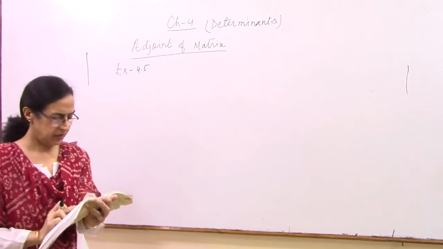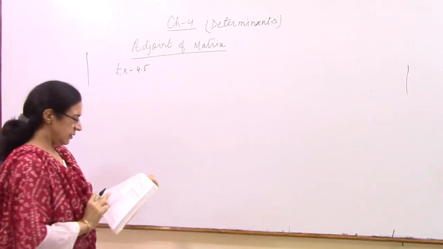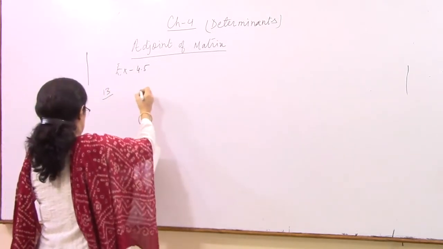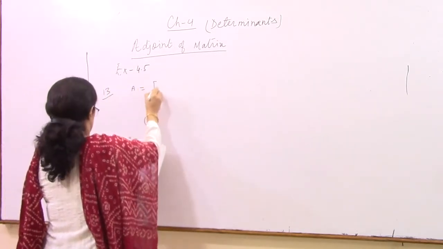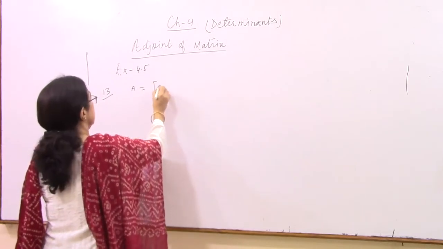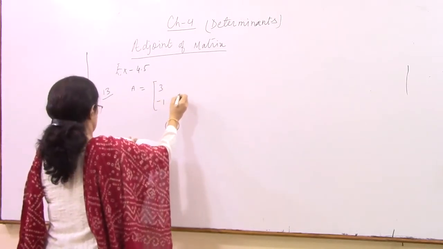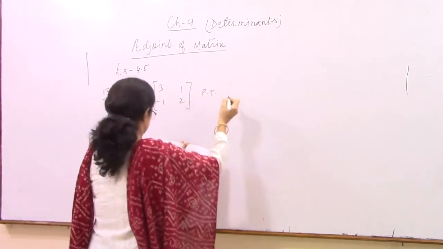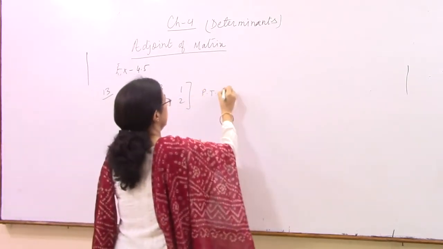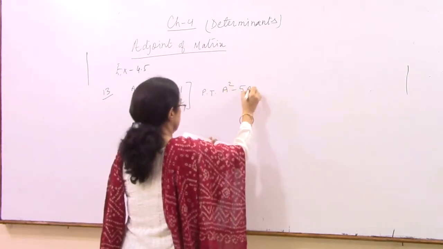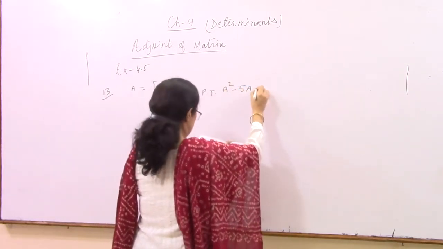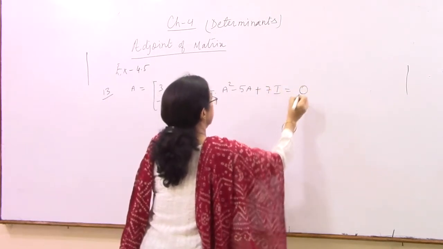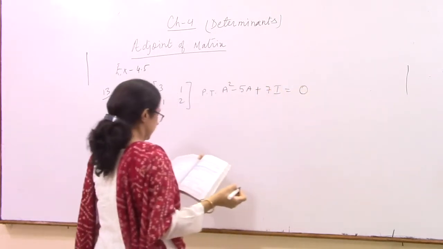Now question number 13. A equal to [3, -1; 1, 2]. Prove that A square minus 5A plus 7I equal to null matrix, and hence find A inverse.